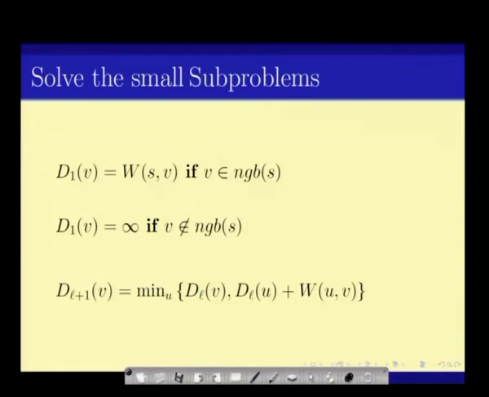What is the base case? Now, the base case here is L equals 1, meaning what is the length of the path from S to V using only one edge. Clearly, that can be done only when the vertex V is in the neighborhood of S, and in that case we define the distance as W S V, the edge weight. And if V is not in the neighborhood of S, that means there is no edge from S to V, so there is no way I can reach from S to V using just one edge. In that case, the distance is defined as infinity, and this is what is known as the base case of the dynamic programming.